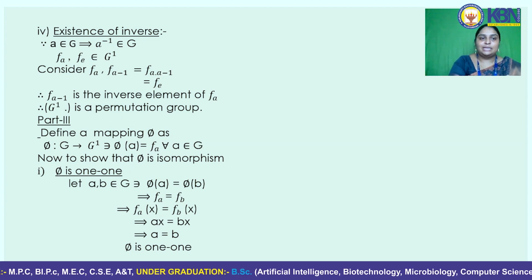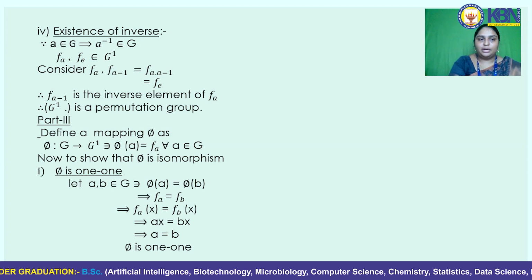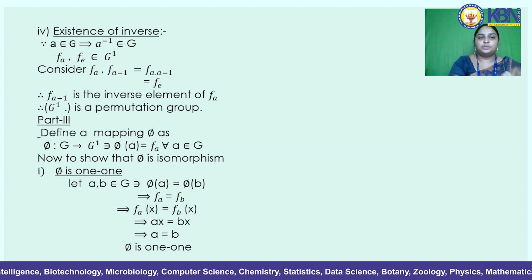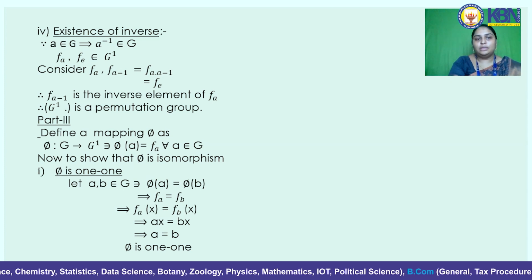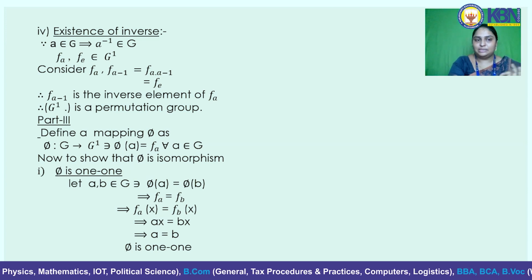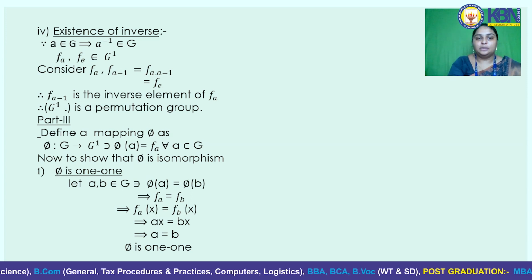Previously, G' satisfied the closure law, associative law, and existence of identity. Now it is proved that G' satisfies the existence of inverse property. Hence, G' is a group. But G' is a set of all the permutations. Hence, G', dot is a permutation group. Hence, we can say that the algebraic structure G', dot is a permutation group.